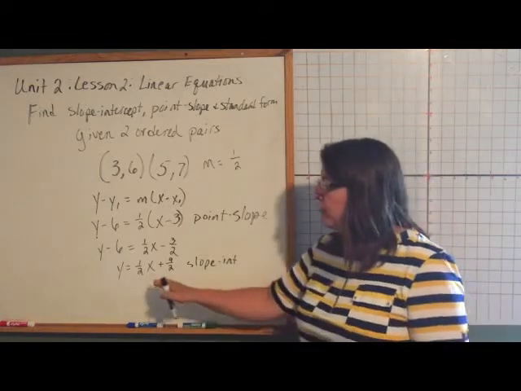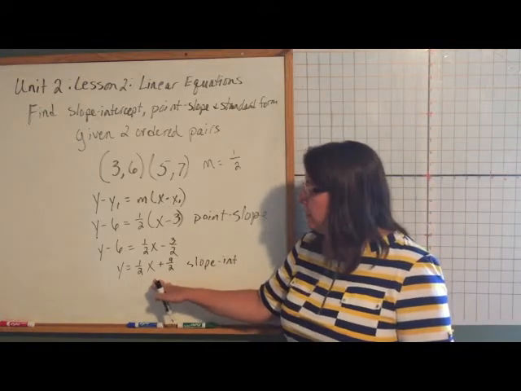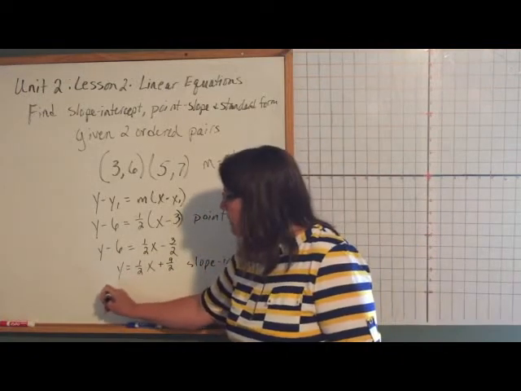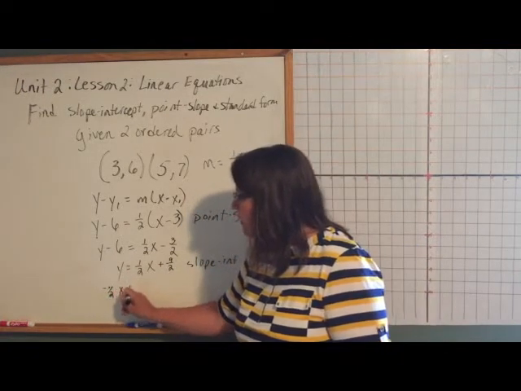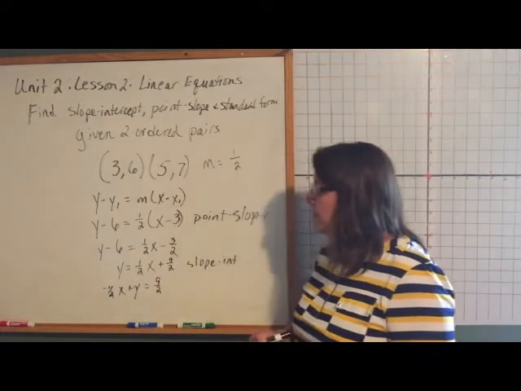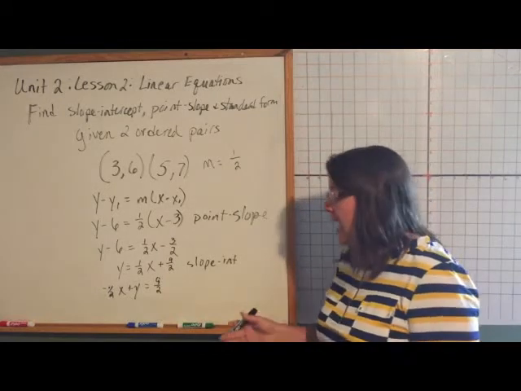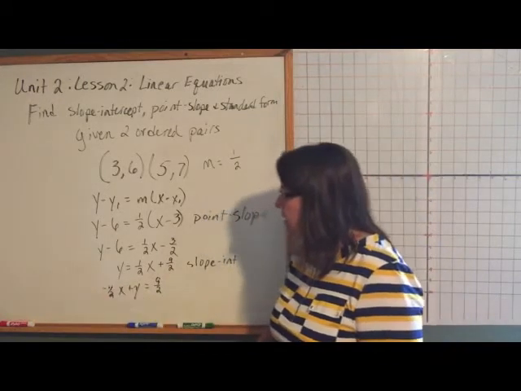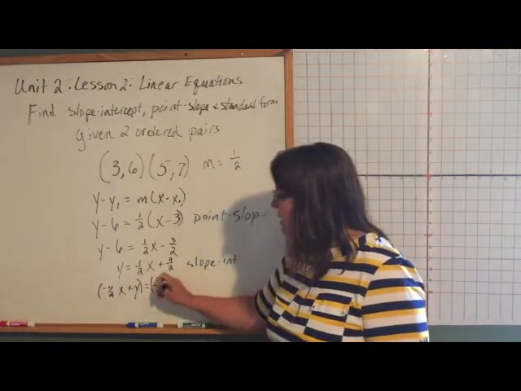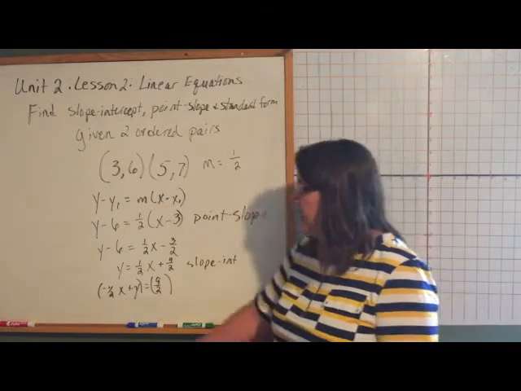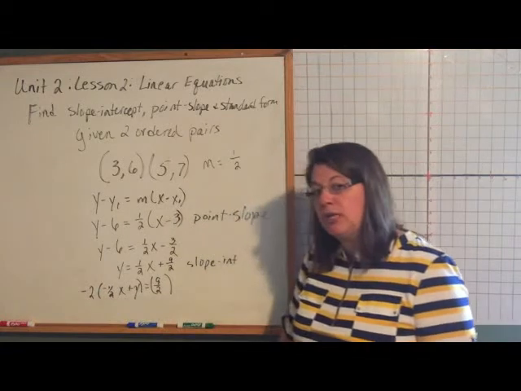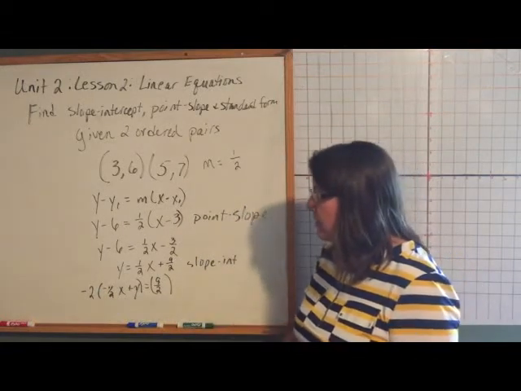And then to convert that to standard form, I remember to move the x to the other side. So that would be negative 1/2 x plus y equals 9/2. And then remember, I'm not allowed to have any fractions, and I can't have a negative in front. So with this one, I'm going to be allowed to eliminate the negative and the fractions all at once. I'm going to multiply by a -2 to get rid of the negative and the fraction at the same time.